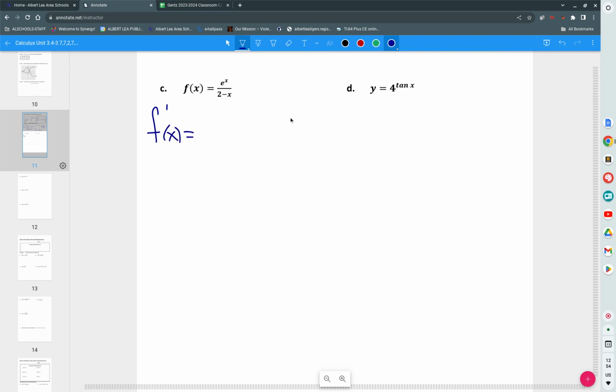All right, what rule do you use here? The quotient rule. And the derivative of the top times 2 minus x minus the derivative of the bottom, which is -1. And so AJ says plus e to the x over 2 minus x quantity squared.